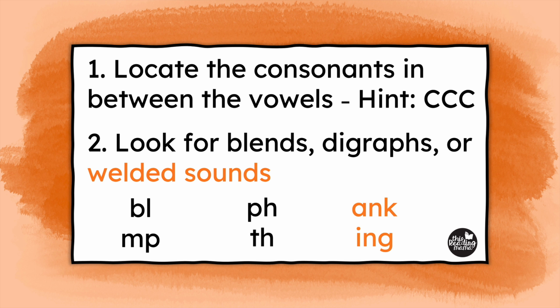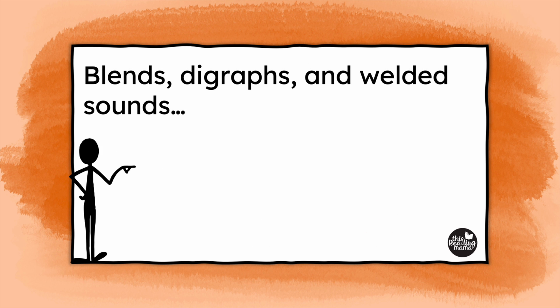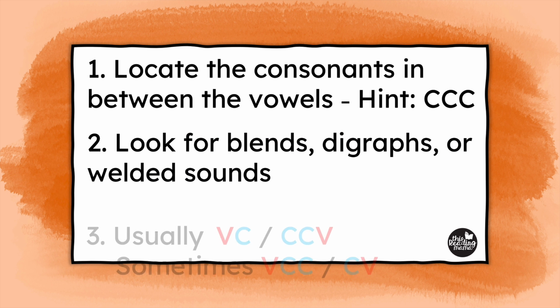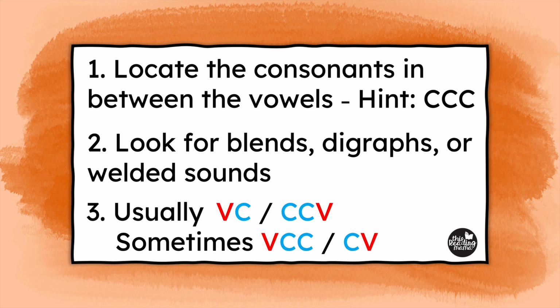Now, it's important to remember this. Blends, digraphs, and welded sounds like to stay together in the same syllable. The last step to remember with this pattern is usually, and I'm emphasizing usually, one consonant, the first consonant, goes with the first syllable when the word is divided, while the 2 remaining consonants go with the second syllable. But this is not always the case, as we'll see with an example in this video, but usually it is.